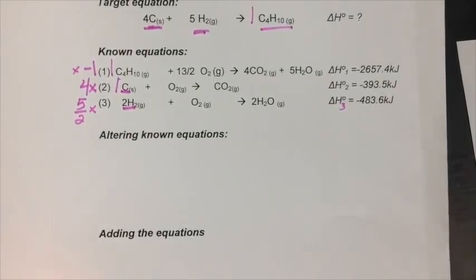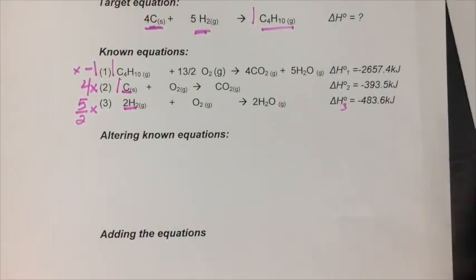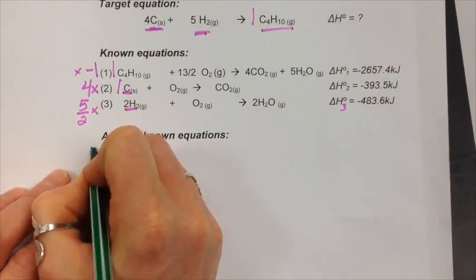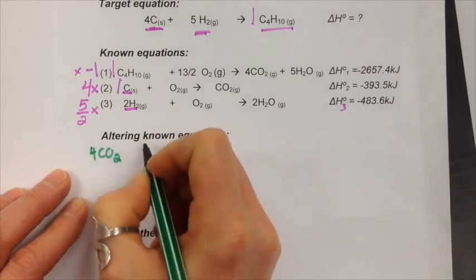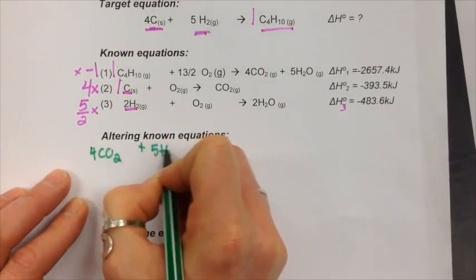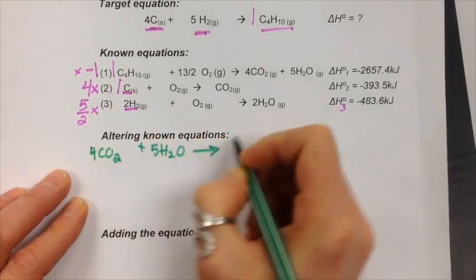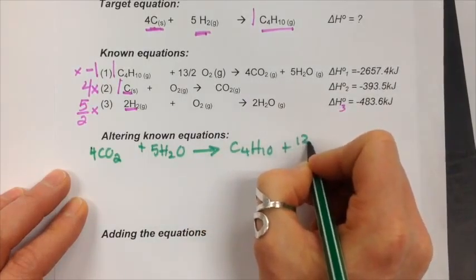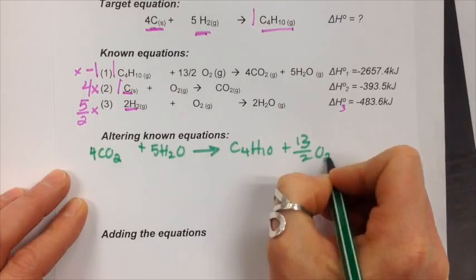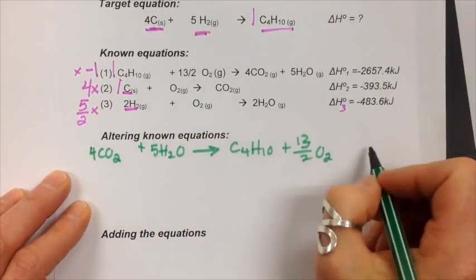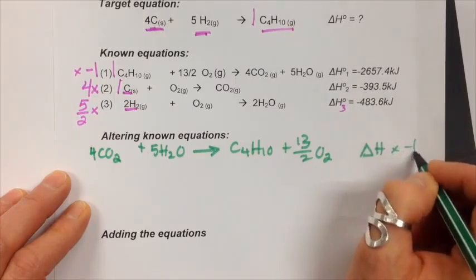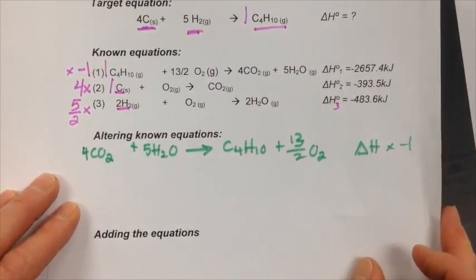So let's do the altering now. In flipping them around, I'm going to take equation number 1, and now I have to flip it. So I'm going to have 4 carbon dioxide plus 5 H2O. We're going to produce C4H10 plus 13 over 2 oxygens. Now my delta H value, I'll worry about that in a moment, but I need to multiply that by -1 as well. So I'll come back to that piece.